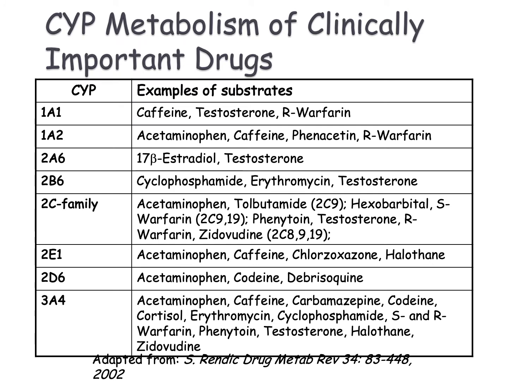And this is an example of some of the cytochromes and some of the different compounds that they will metabolize. And you can see there's quite a variety of different types of compounds. For instance, the first one, the 1A1, substrate caffeine, as you recall, is a purine analog. And of course, testosterone is a steroid. So there are quite a few different types of molecules that this enzyme can act on.